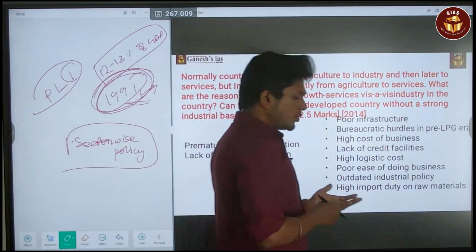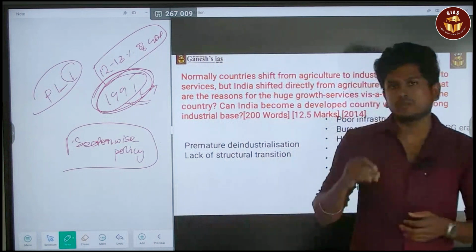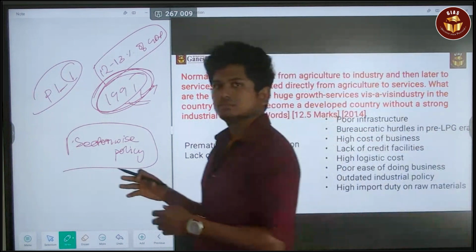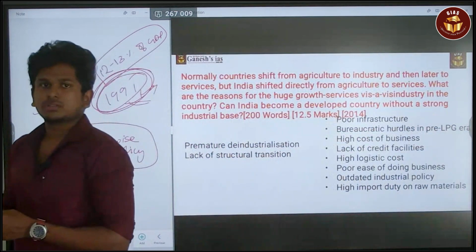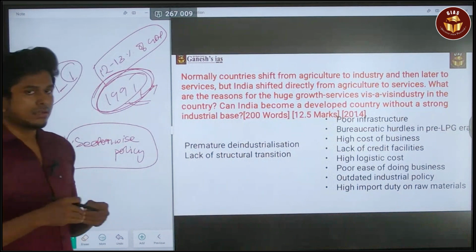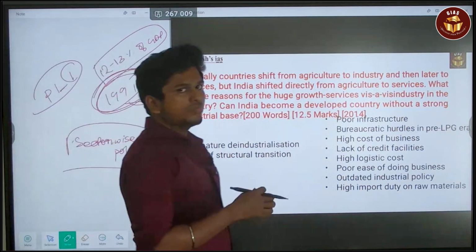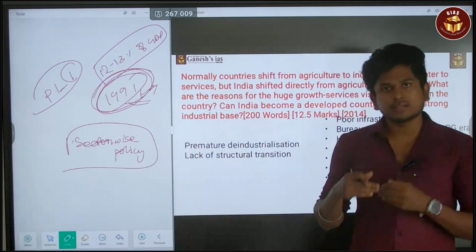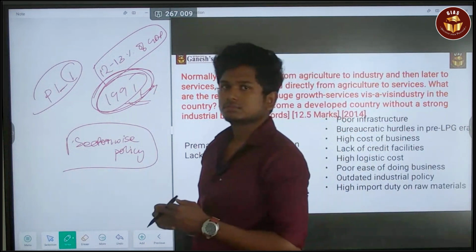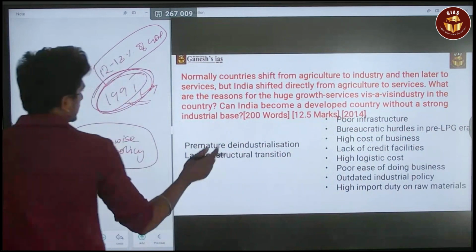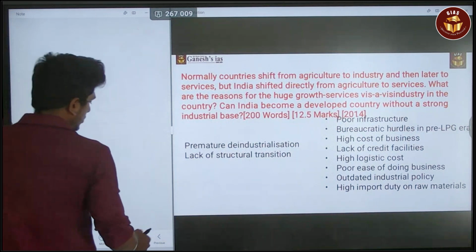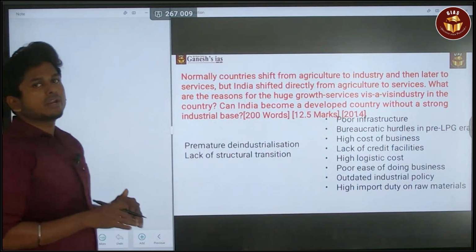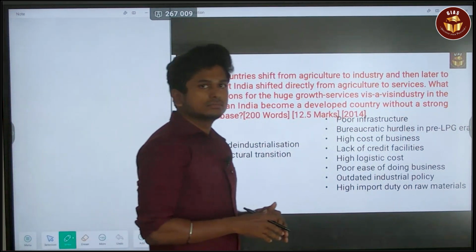Next, high import duties on the raw material. This is one of the major factors. If the customs duties on the raw material are higher, how will the industry produce the goods? That is also a major concern when it comes to India. So these are the reasons that led to the fall of the manufacturing sector in India.